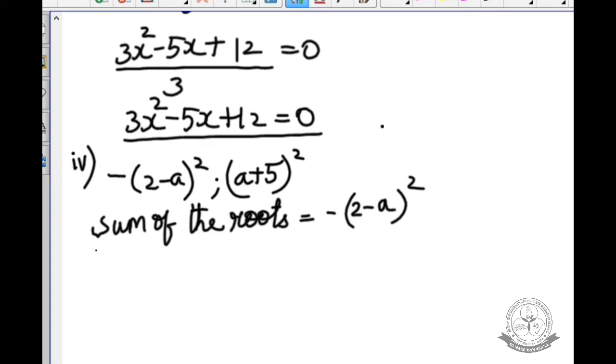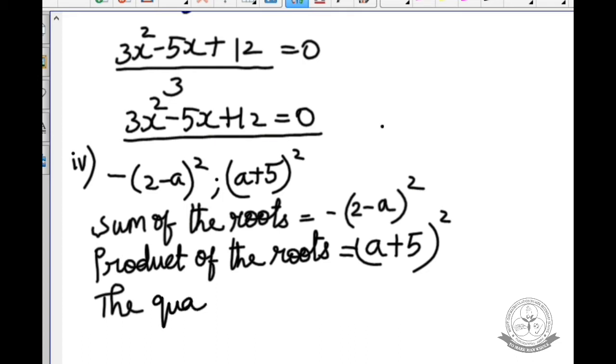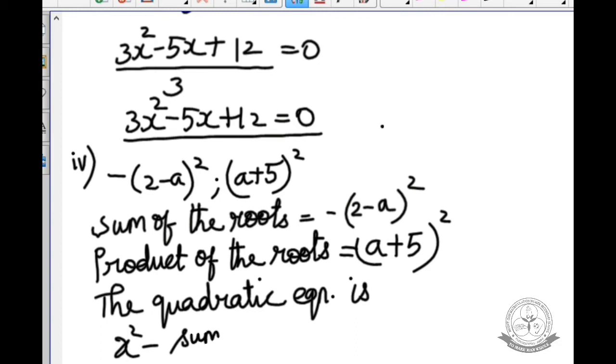Minus a whole square, product of the roots equal to a plus 5 whole square. So the quadratic equation is x squared minus, same formula, sum of the roots into x plus product of the roots equal to 0.